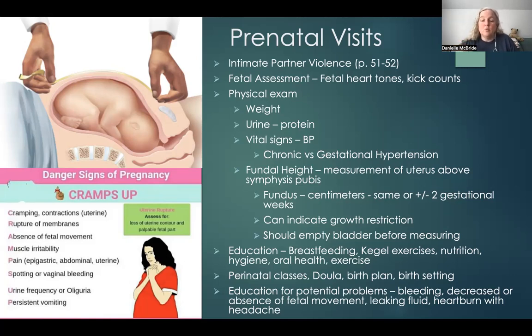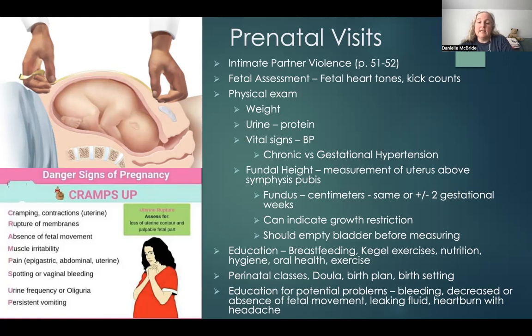So education wise, we're teaching so much stuff at these visits. So all that nutrition stuff we were talking about is ongoing education. As we're getting closer to the end of pregnancy, we start teaching about breastfeeding, Kegel exercises, what type of exercises are okay in pregnancy. So we're thinking like low impact exercising for moms in pregnancy.